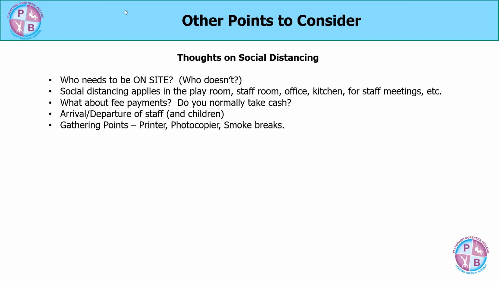Think of the gathering points, those common areas in your setting. For example, people might gather around the printer if they've sent stuff to print. They might gather around the photocopier, or again, as I've said before, there are smoke breaks. Your walk through the building will also help you take account of which of these areas might raise a bit of a red flag for you, where you need to put in additional measures.